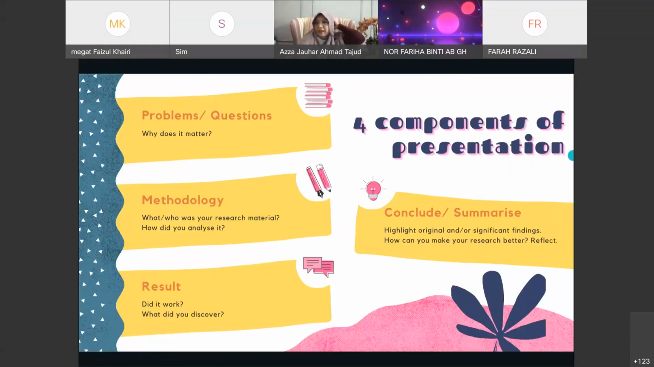Okay, these are the 4 components. Ni 4 komponen yang perlu ada ya di dalam presentation. Tak kisahlah dalam video presentation atau live presentation ataupun di dalam poster presentation. 4 perkara ini perlu ada.